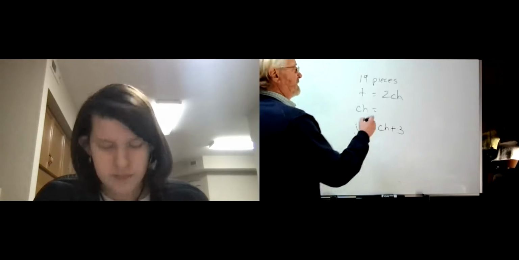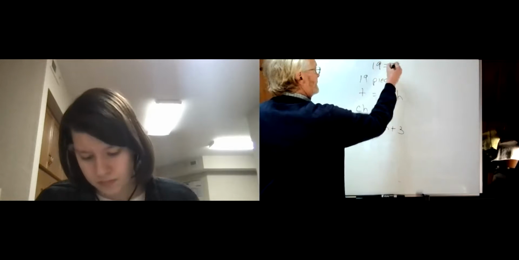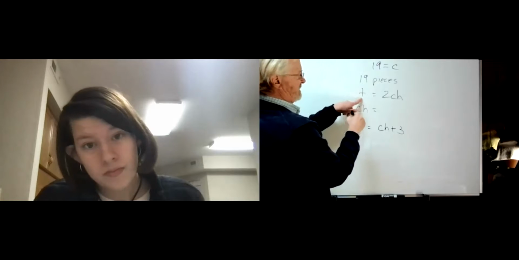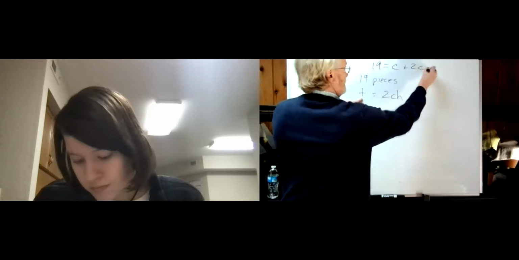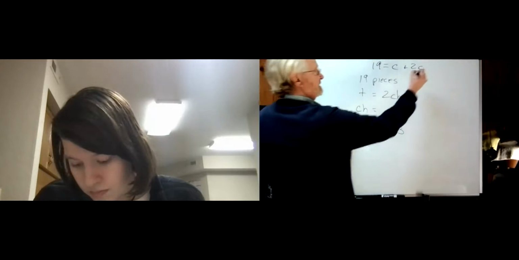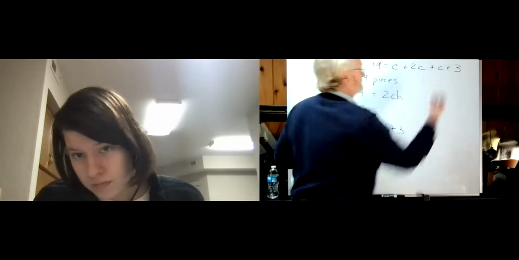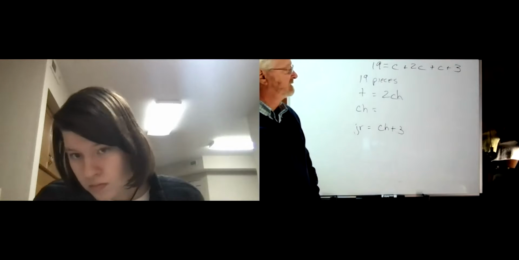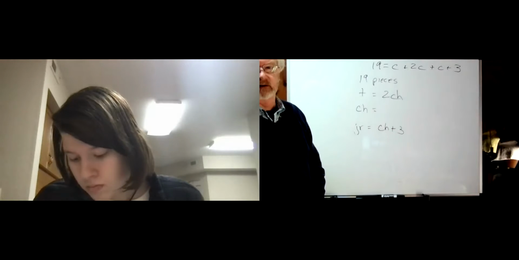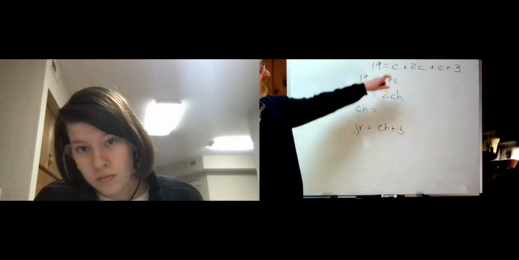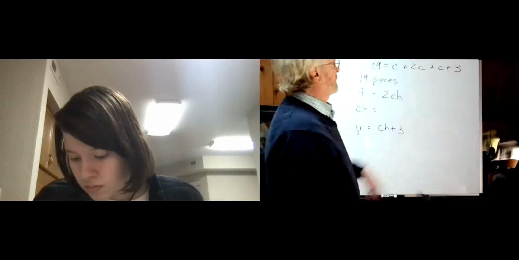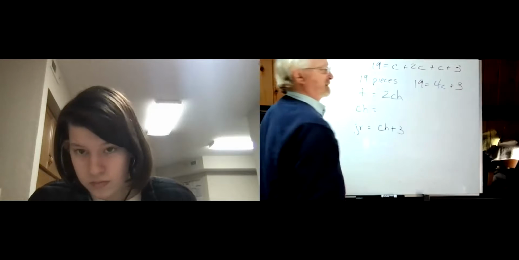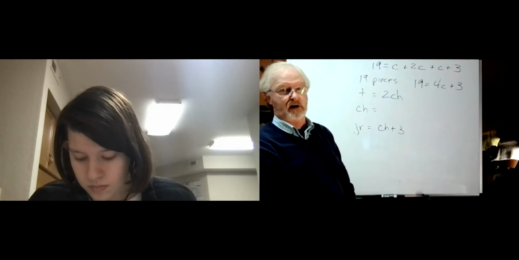So my 19 total is going to be the amount of chocolate, plus the toffee, which is twice the chocolate, plus the Jolly Ranchers, which is the chocolate plus 3. Now the C's in that one are like your X's. You can add them all together and you get 3 extras on the end. How many C's do I have? 1, 2, 3, 4. So 4C plus 3. And now I'm going to solve that equation for the number of chocolate pieces.